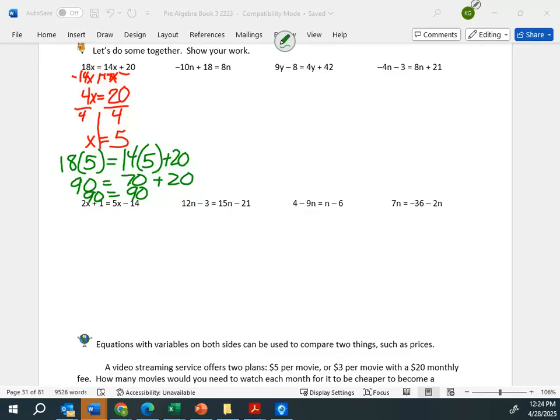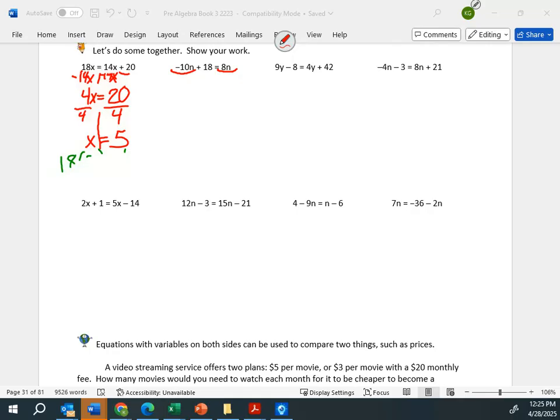Let's do another one together. Negative 10n plus 18 equals 8n. What's my first step going to be? What do you think, Natalie? To combine the like terms. Okay, so what are my like terms? Negative 10n and 8n. All right, so how am I going to combine it?